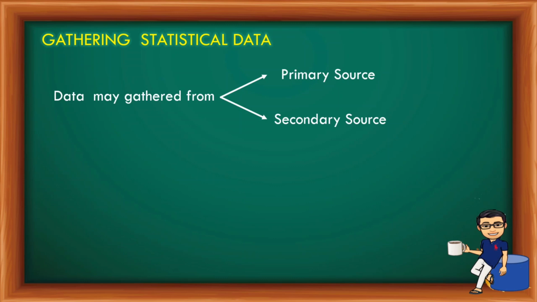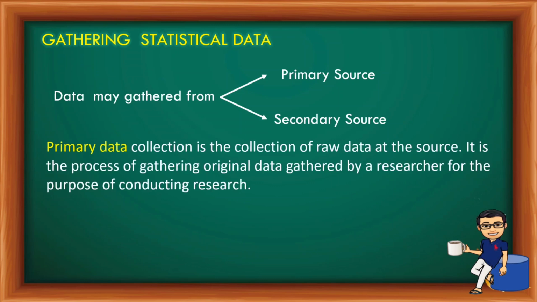Ano nga ba itong primary source? Primary data collection is the collection of raw data at the source. It is the process of gathering original data gathered by a researcher for the purpose of conducting research. So it is original in nature. For instance, you work with interview information because you get the information with an interview and it is first-hand information, then we consider that as primary data.